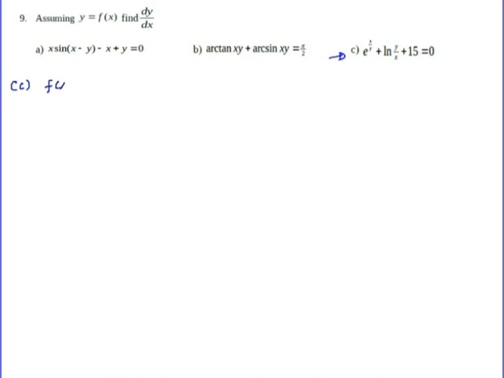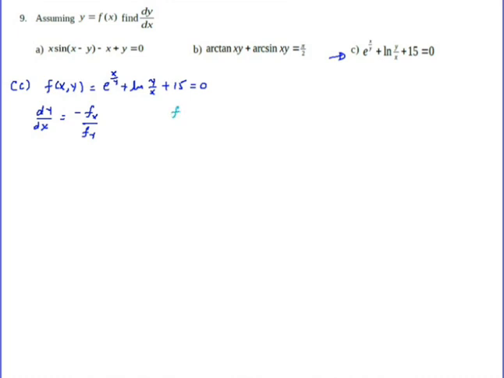f of x comma y becomes e to the power of x over y plus ln of y over x plus 15 is equal to 0. Okay, this is f of x comma y. So we evaluate dy by dx. dy by dx is the negative of fx by fy. Okay, now what are fy and fx?